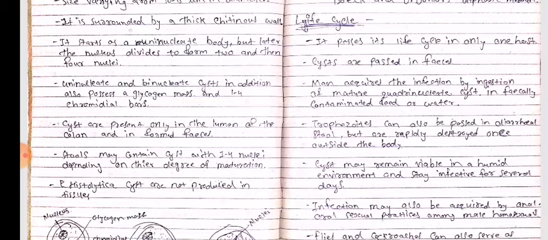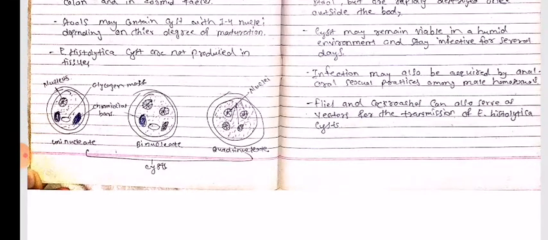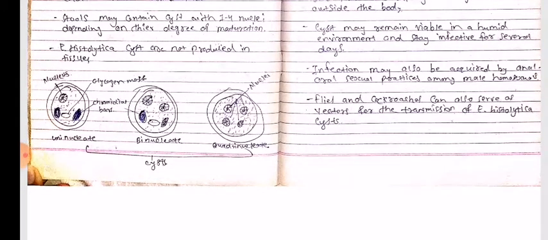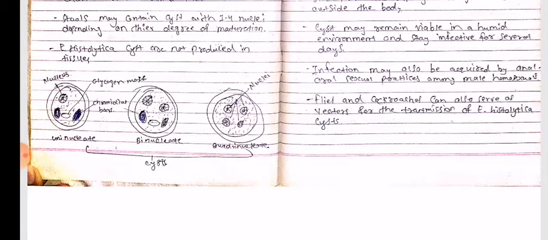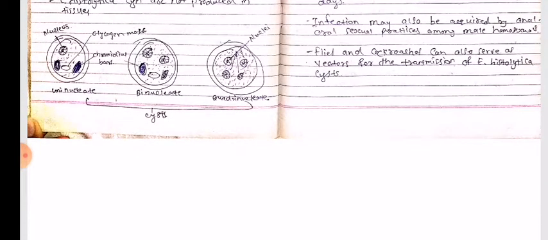Trophozoites can also be passed in diarrheal stools but are rapidly destroyed once outside the body. Cysts may remain viable in a humid environment and stay infective for several days. Infection may also be acquired by anal-oral sexual practices among male homosexuals. Flies and cockroaches can also serve as vectors for the transmission of Entamoeba histolytica cysts.